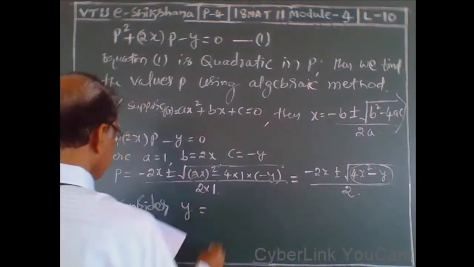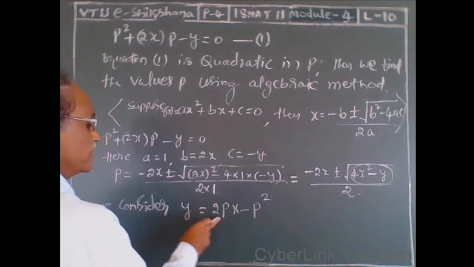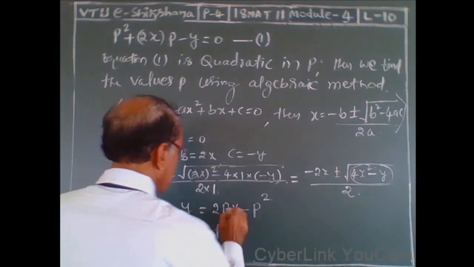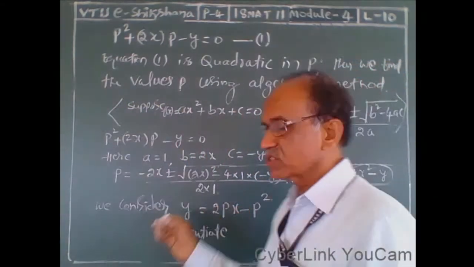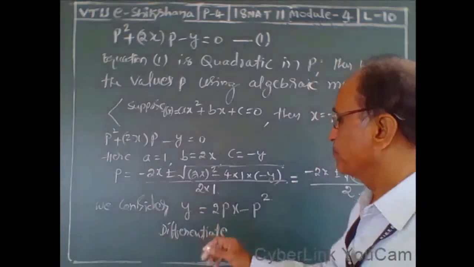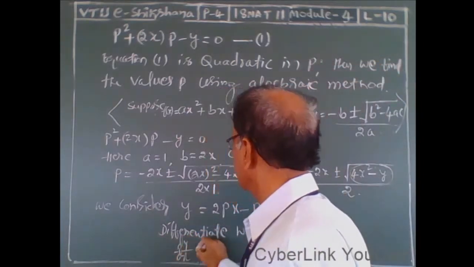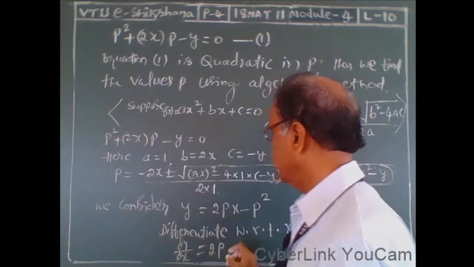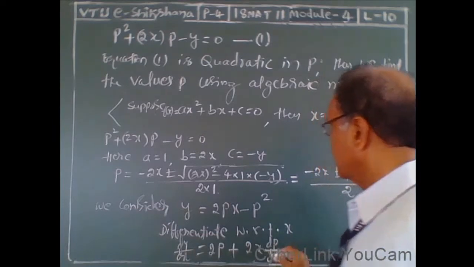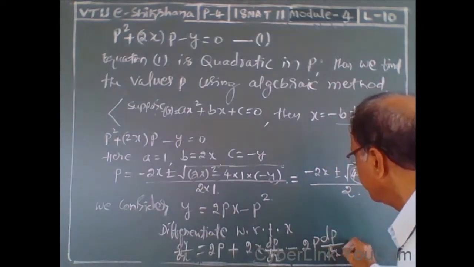Consider y is equal to 2px minus p square. What is this? 2px minus p square, if you differentiate, again this becomes a nonlinear function. To avoid that, we take the same given equation, differentiate, and afterwards substitute the value of p. Therefore, differentiating with respect to x, you will get dy by dx is equal to, by the product rule, 2 into p plus 2x into dp by dx, minus 2p into dp by dx.